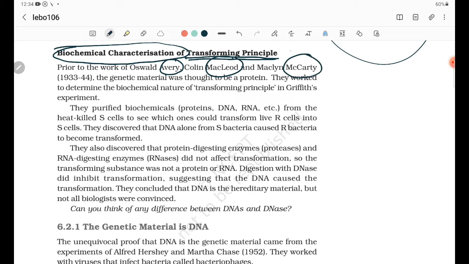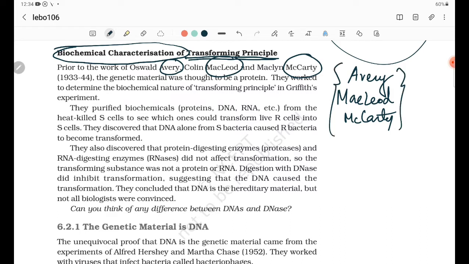The genetic material was thought to be... they worked on Griffith's experiment. Before their work, everyone was considering protein as the genetic material. But these three scientists, Avery, MacLeod and McCarty, after their work, actually observed the biochemical nature of the Griffith transforming principle.